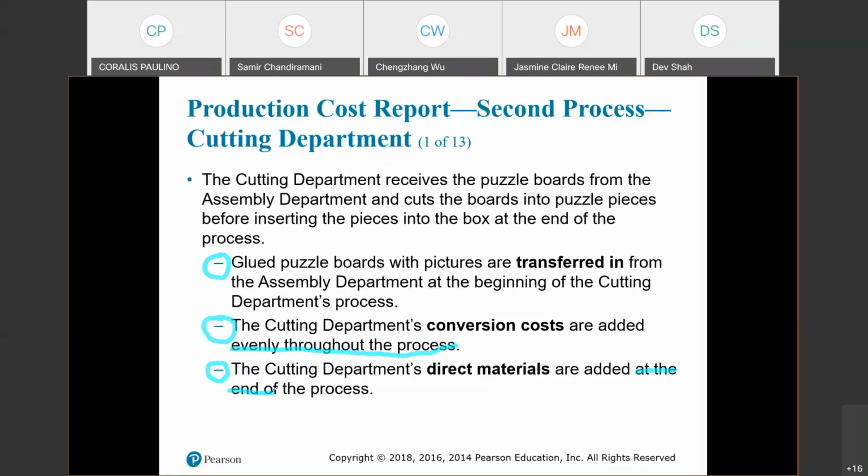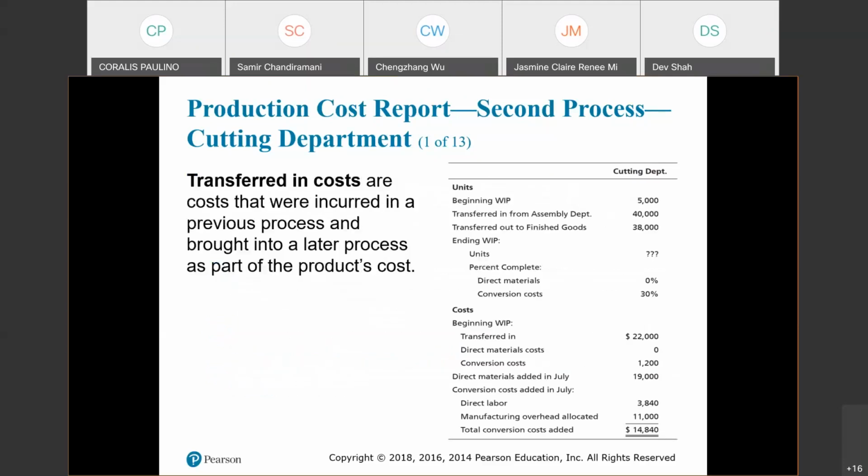Meanwhile, for the second department, direct materials are added at the end of the process. Well, here is a very tiny but important difference. So let's analyze these 3 parts one by one.